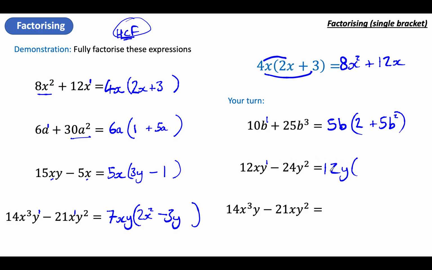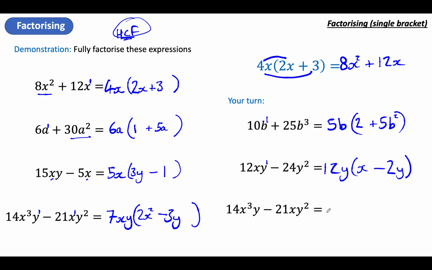I've got 12. And I've got y, but I don't have my x, so I shall put the x in, times it by the x. 24, I need to times the 12 by 2 to make 24. I've got a y, but I need y squared. I need 2 of them, so I need one more y. So put a y. 12y brackets x minus 2y.